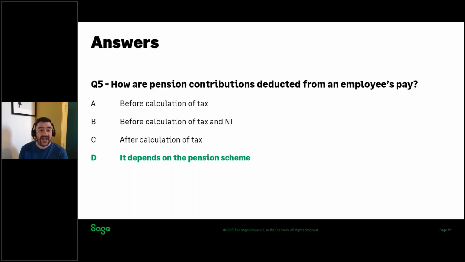It's answer D, it depends on the pension scheme. So specifically the tax relief that the pension scheme uses. It'll be deducted before tax if the tax relief is a net pay arrangement. It's after tax if your scheme uses relief at source arrangement, and the employee salary sacrifice is before tax and NI if you have a salary sacrifice pension. And if you're ever unsure what tax relief your scheme uses, speak to your pension provider who will give you that clarification.